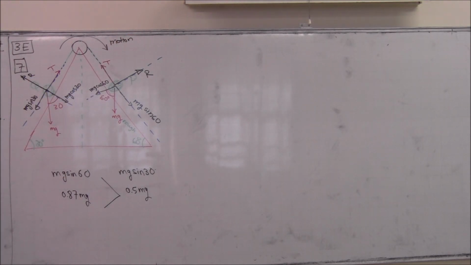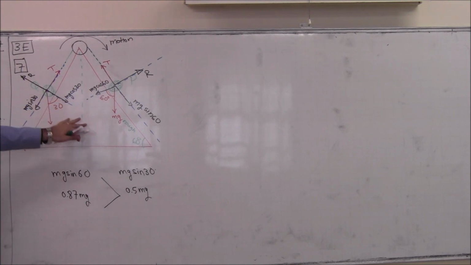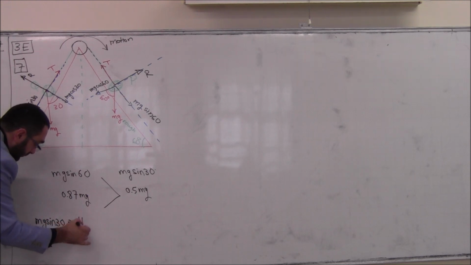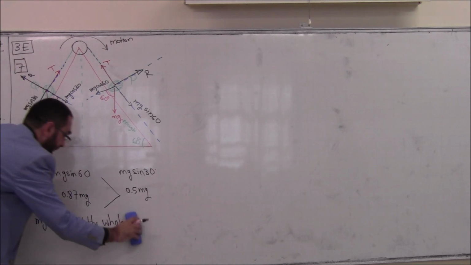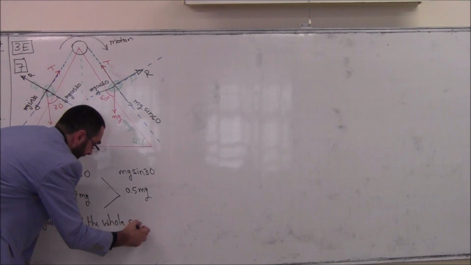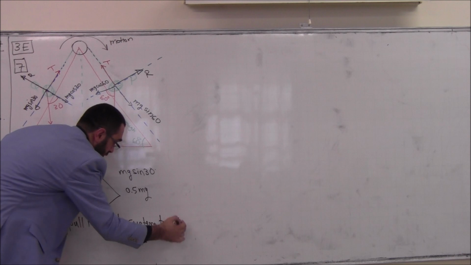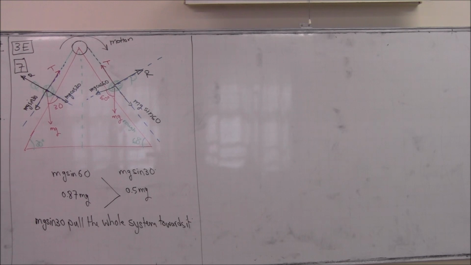Clear? And this is actually the question that you asked me about on WhatsApp. So you sent me a question similar to this one. It's not the same question, but it's very similar. So mg sine 60 pulls the whole system towards it. Clear?